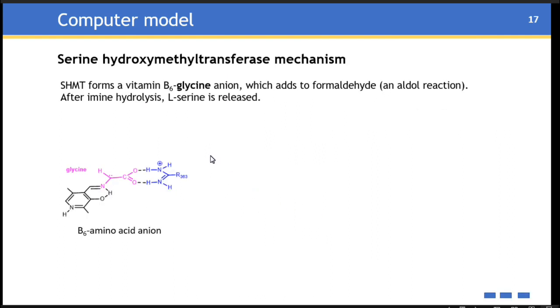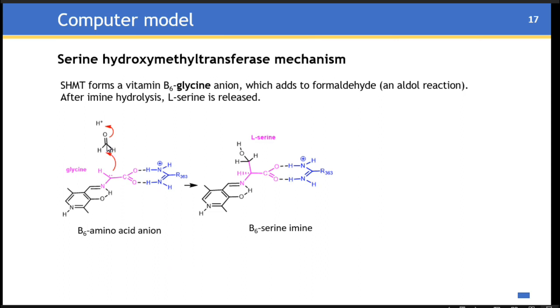So how does the hydroxymethyltransferase itself work? Well, in the normal reaction, the glycine forms this Schiff's base. One of its hydrogens is pulled off to make an anion, and that reacts with formaldehyde, by nucleophilic addition to the carbonyl of formaldehyde. The formaldehyde arises from the folate cofactor that's here.